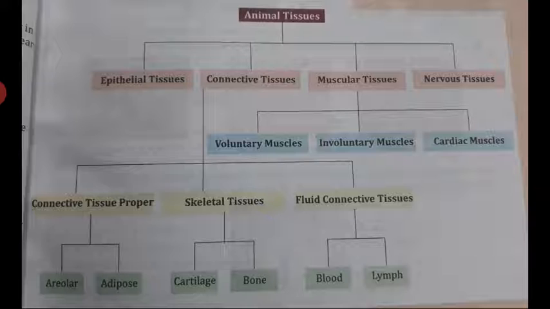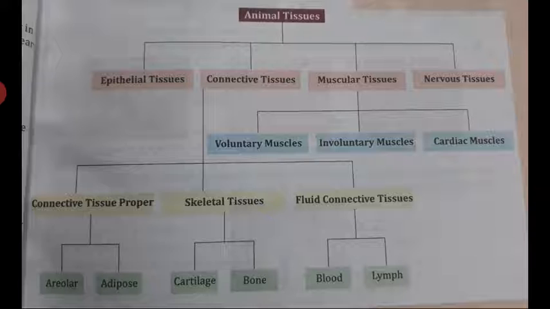Now the third kind of tissue, muscular tissue, is also divided into three different types, which are voluntary muscles, involuntary muscles, and cardiac muscles. So these are the different types of tissues present inside the animal's body, which perform different sorts of functions. Now let us start with the animal tissues.